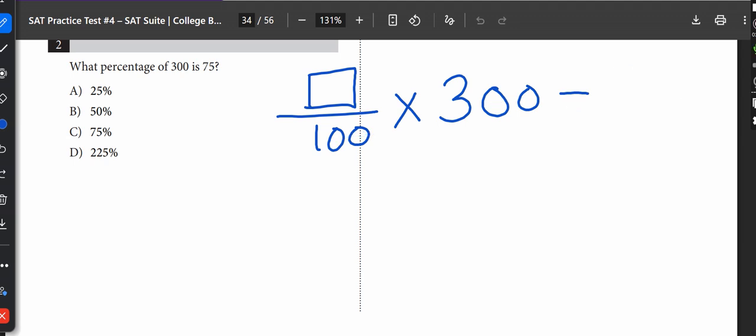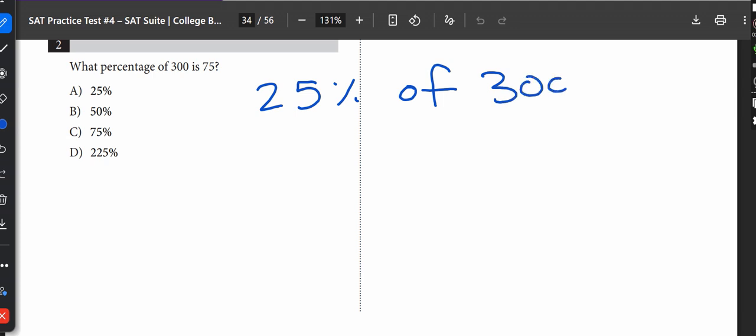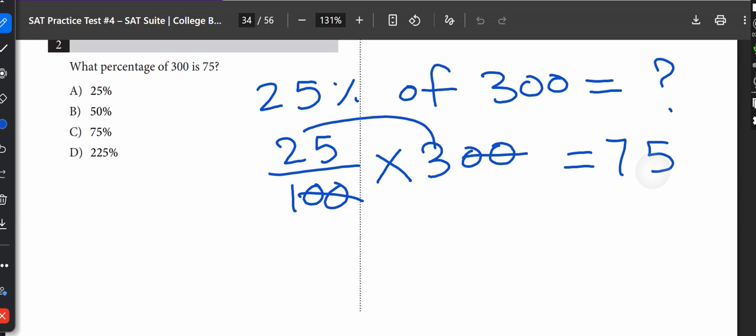We can check it. 25% of 300 is what? The percentage sign always changes into a fraction line over 100, so 25 divided by 100, multiplied by 300. The zeros will cut the zeros. 3 multiplied by 25 is 75. So 25% of 300 is 75. Here it is.